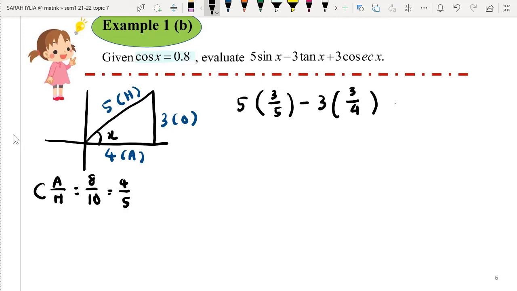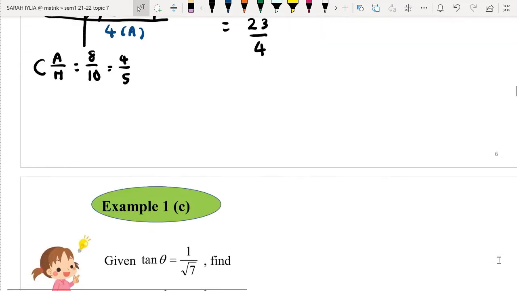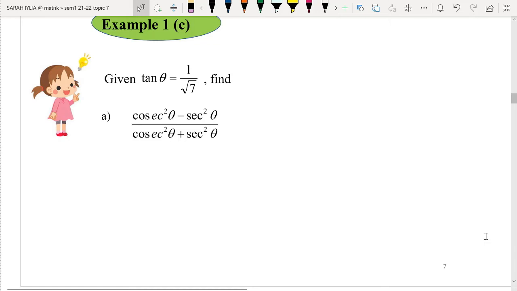And then last one, we have to plus with 3. Cosecant of x. So, ingat 1 over sine. So, flip over lah daripada sine tadi. Kalau sine is 3 over 5 means cosecant will be 5 over 3. Macam gitu je. So, after that, awak simplify and then calculate everything using calculator. Our answer here would be 23/4. Settle 1B.